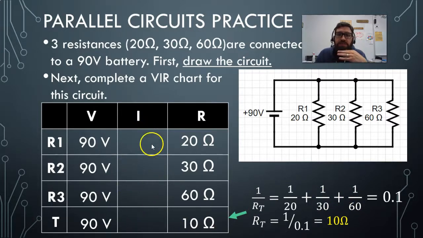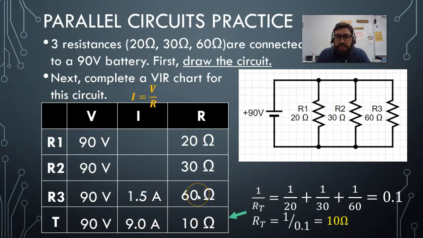And then lastly, we're going to do the current. Remember, current is V over R. I equals V over R. So voltage divided by resistance, starting down here with the total. 90 divided by 10 is 9. 90 divided by 60 is 1.5. 90 divided by 30 is 3. And 90 divided by 20 is 4.5. So there's our completed analysis of this particular circuit. Check that one, pause the video if you need to, and see if you did that right. Let's do one more.